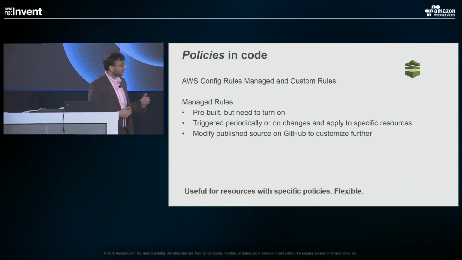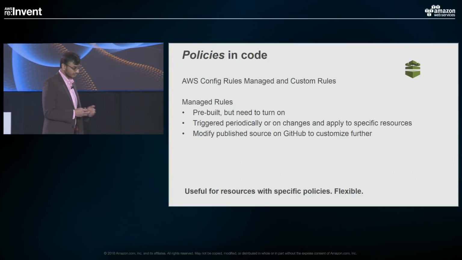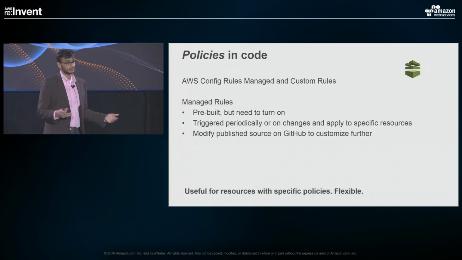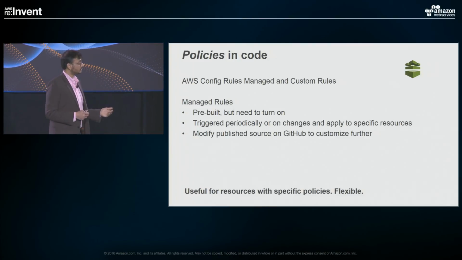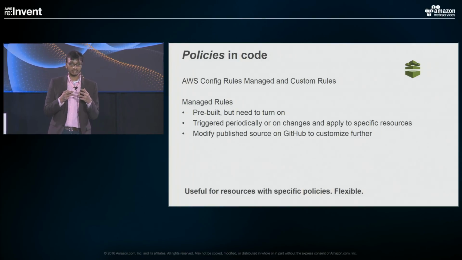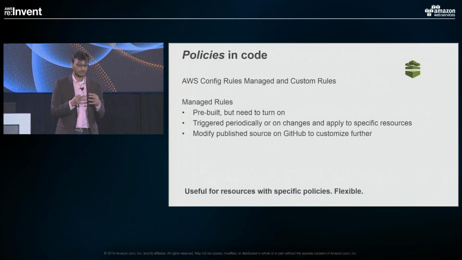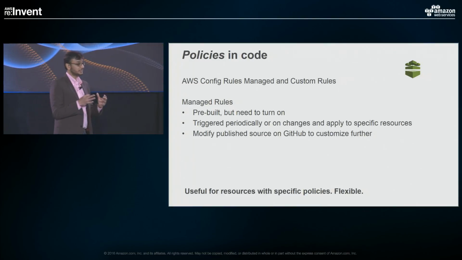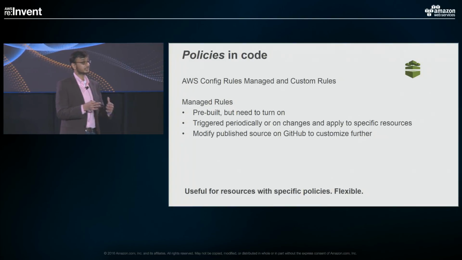Now, when you go to policies as code, there are various grades. So Trusted Advisor is the simplest one. And then you move to something called Config managed rules. So these kinds of rules or checks are useful when you have more specific policies, beyond something as generic as CloudTrail is turned on.